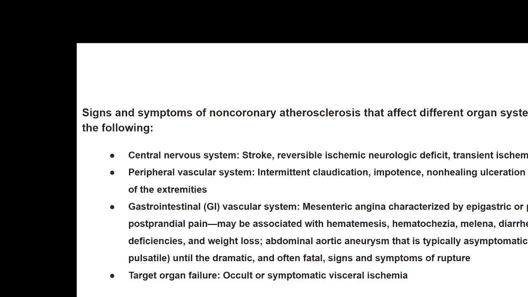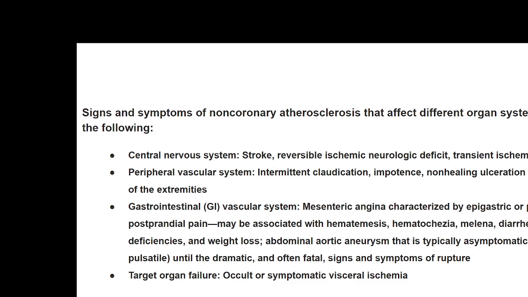When the GIT vessels are involved, the patient may present with mesenteric angina, that's acute pain in the mesenteric vessels, with epigastric or umbilical pain, food aversion, and may even present with hematemesis or stools with hematochezia, where the stool may be blood mixed, or even melena or diarrhea can occur. The patient may have nutritional deficiency also.